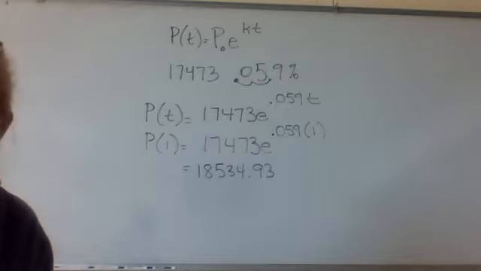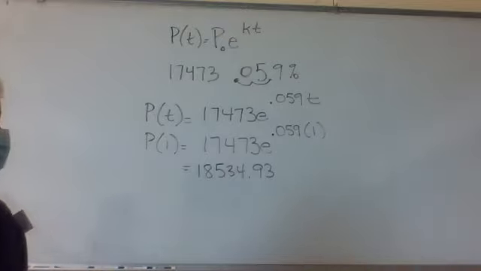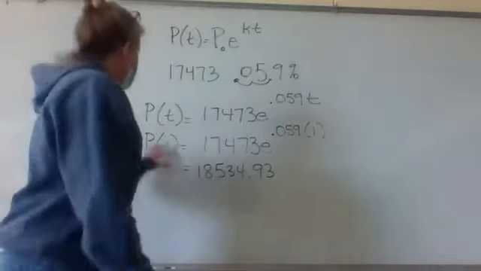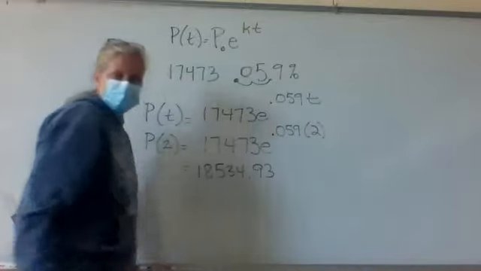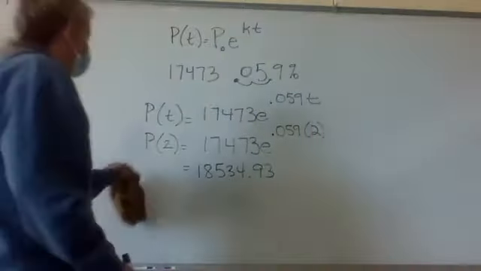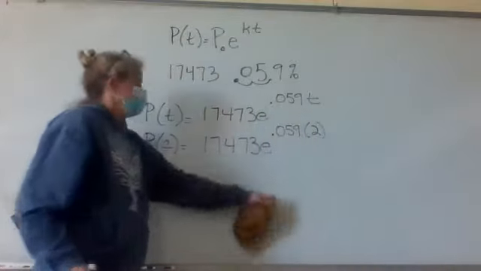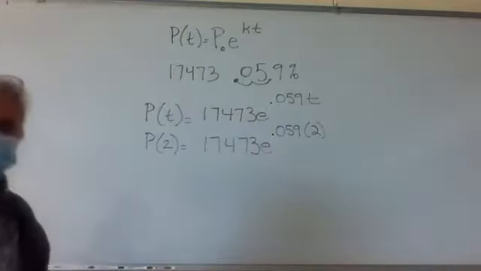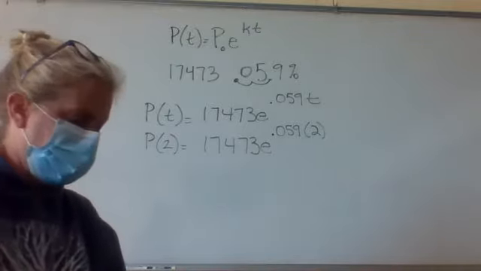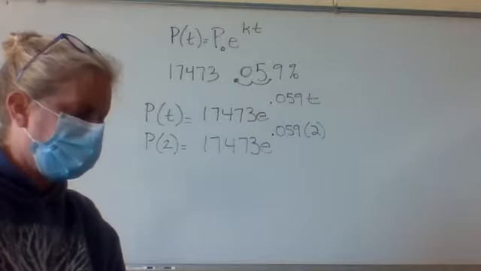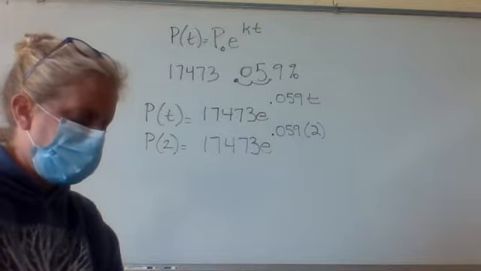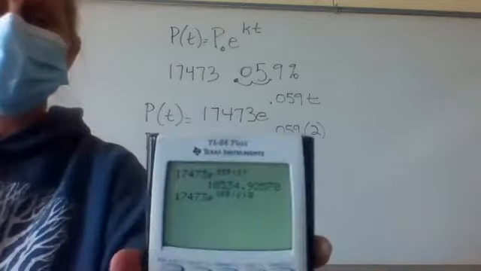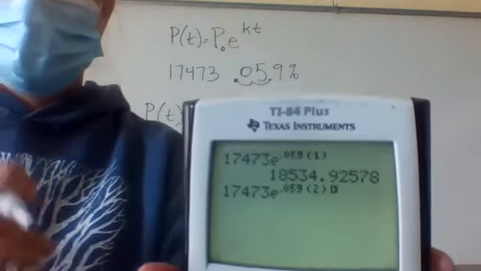The next question says, what's your balance after 2 years? So what is the only thing you're changing? You're typing the same exact thing in your calculator. You're just putting a 2 up in the exponent. So 17,473. Second ln for the e. Up in your exponent, 0.059. Open parentheses, 2, close. Enter.